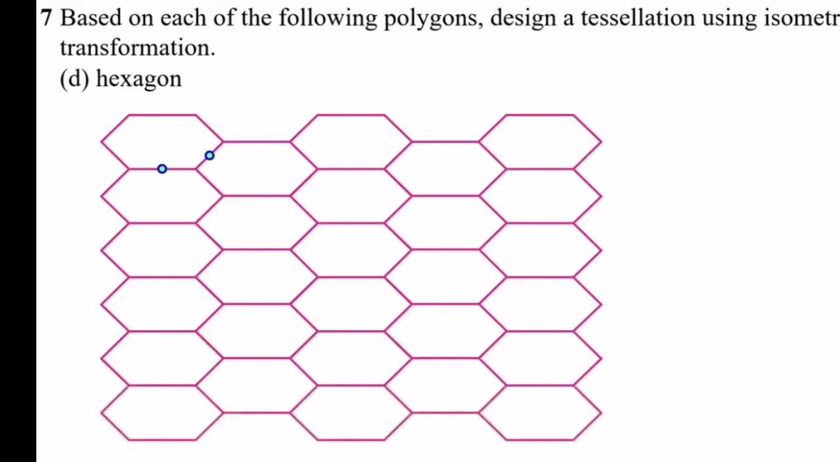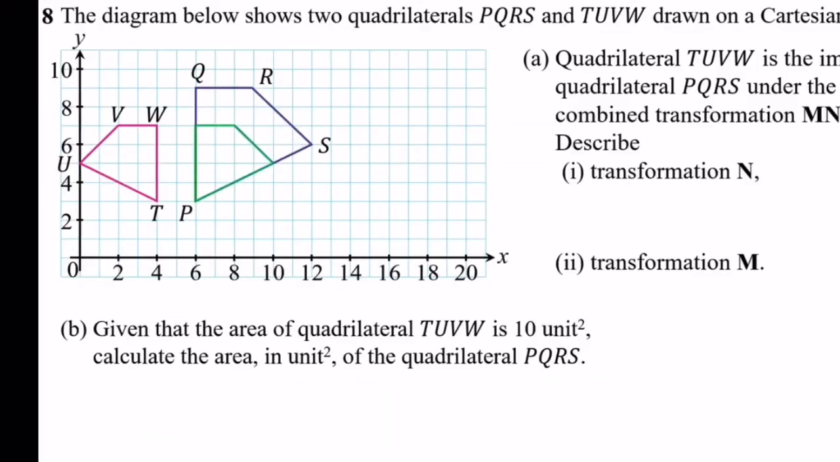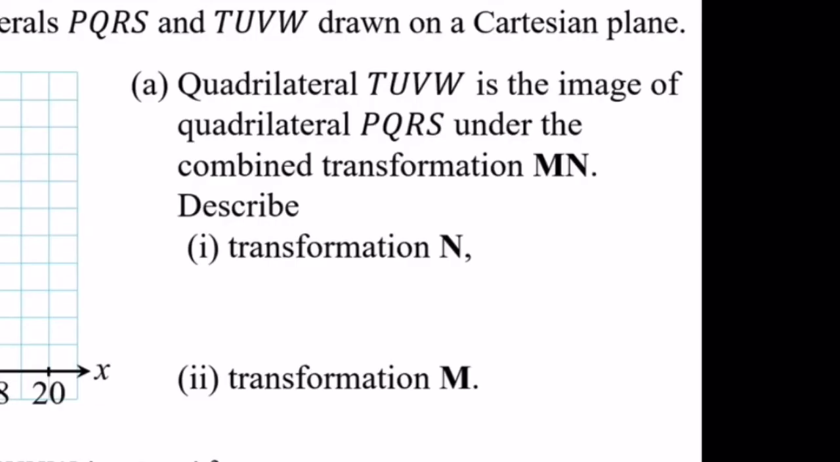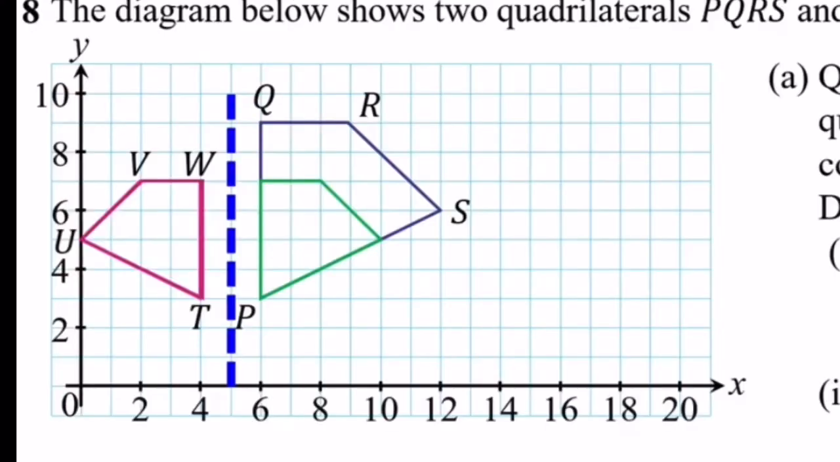Let's proceed to question number 8. Okay, the diagram below shows two quadrilaterals PQRS and TUVW drawn on a Cartesian plane. So let's discuss how to do this question. Okay, so quadrilateral TUVW is an image of quadrilateral PQRS under the combined transformation MN. So we'll do N first, followed by M.